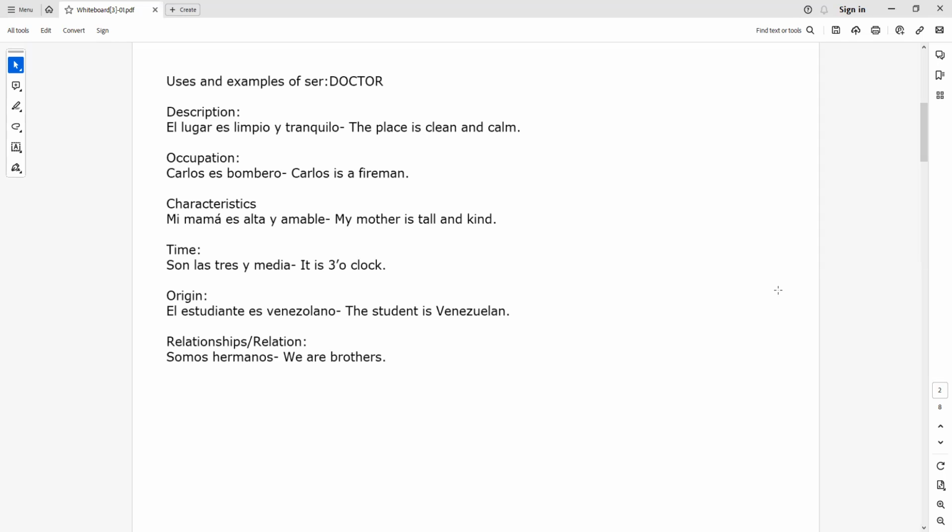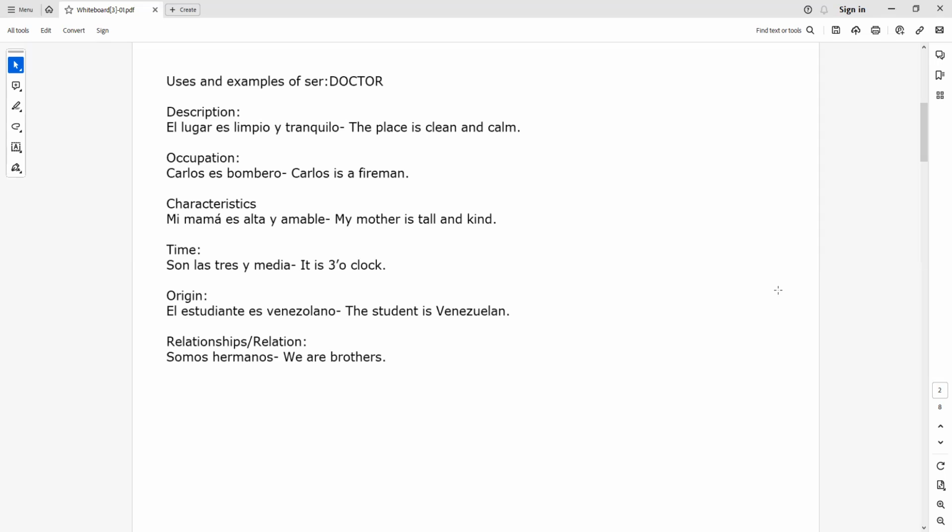Description of something: El lugar es limpio y tranquilo. The place is clean and calm. So here we are given a description of something, we use ser. Occupation: Carlos es bombero. Carlos is a fireman. Once you're talking about someone's occupation or profession, we use ser.